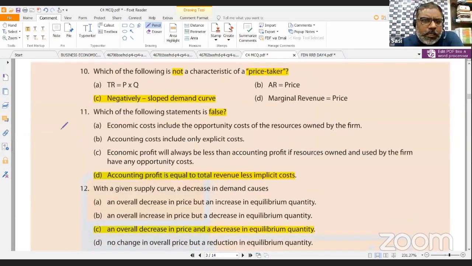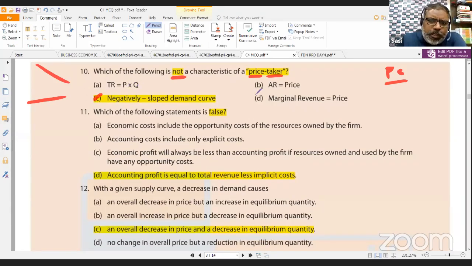Then question number 10. Which of the following is not a characteristic of a price taker? First of all, who is a price taker? Price taker is that one who is in perfect competition. So what is not a characteristic of price taker? Negatively sloped demand curve is not a characteristic of price taker, because for a perfectly competitive firm, demand curve will not be like this, which is normally going to happen. But for a perfectly competitive firm, demand curve is going to be horizontal. Other conditions are all definitely the characteristics of price taker.